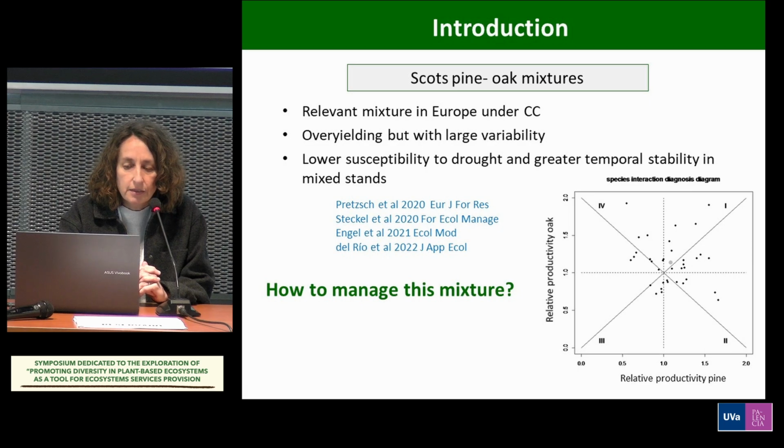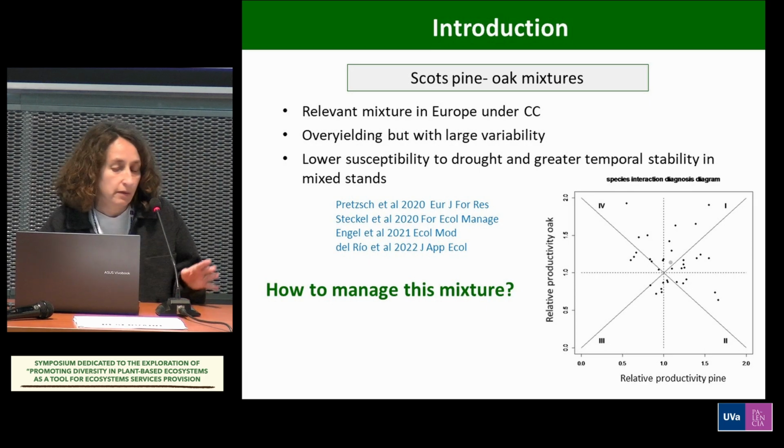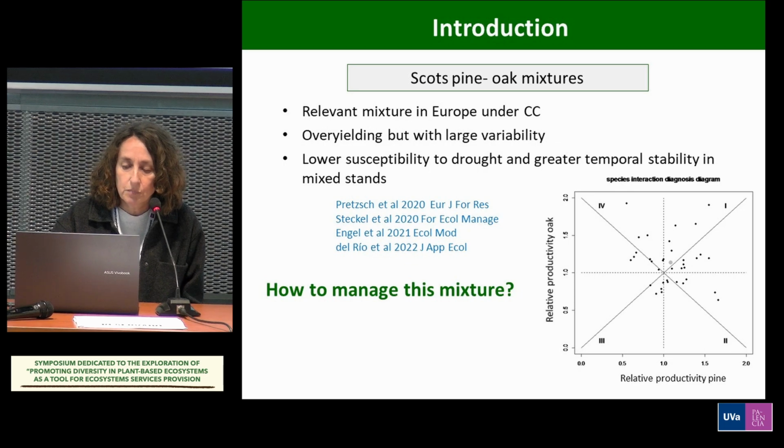In previous analysis that we did using a triplet transect across Europe, we found that there is overyielding, that is more productivity in mix than in pure stands, but there was a large variability between sites, as you can see in the figure. That is the relative productivity of the two species, and you see that in the sector one the two species benefit, but there was some variability among sites.